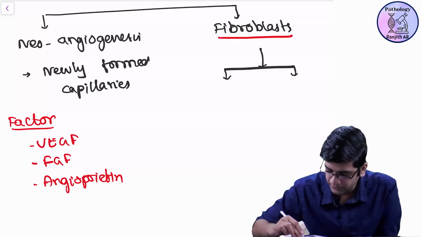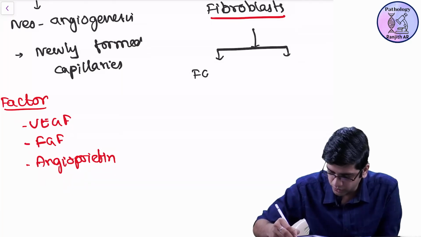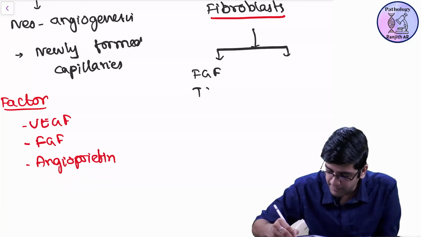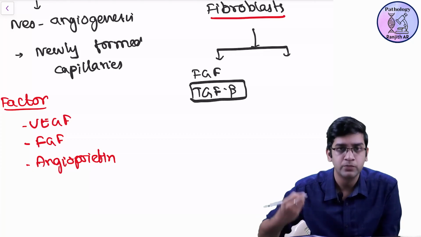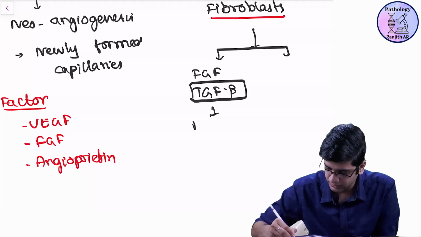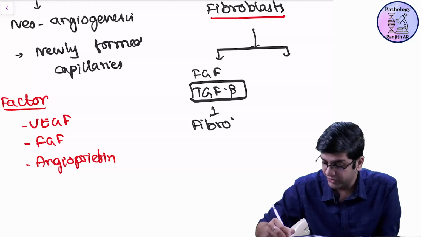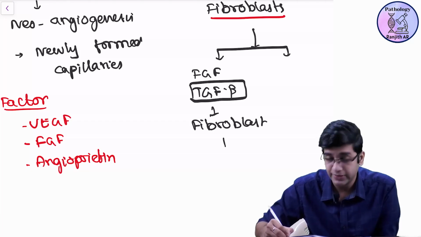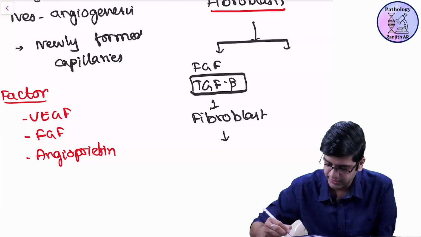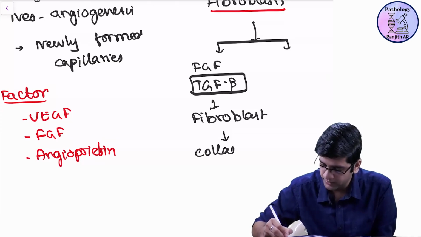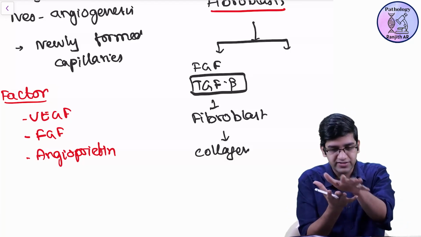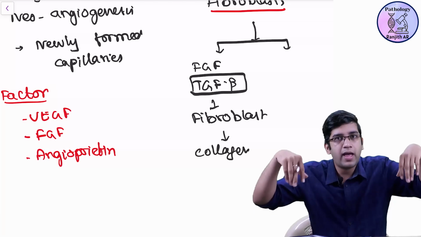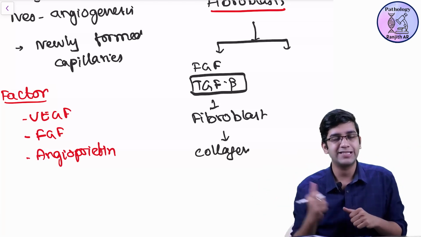For my fibroblasts to happen, I need fibroblast growth factor. The major one is TGF beta. It's the most important guy. So this brings fibroblast. So what's the function of fibroblast? What do they secrete? They secrete collagen. They want to secrete collagen. So I got my base already. I got my base on which my blood vessels can stay back, because blood vessels cannot hang like this. They need a base. Collagen is the base.